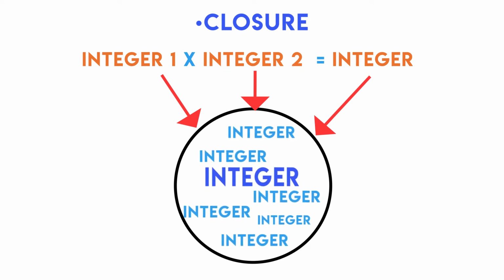For example, if we multiply -7 and 2, we will get -14, which is also an integer. If we multiply -7 by -2, we will get 14, which is also an integer. If we multiply 7 by 0, we will get 0, which is also an integer.